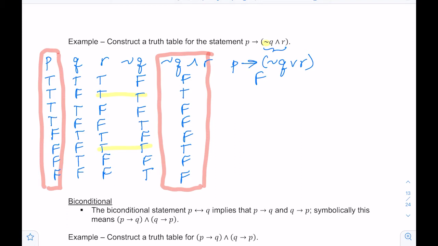I have a true and a true, so that's a true. I have a true and a false, so that is false. I have true and false again, so it's false. And then I have a false and a false, so that's true. And a false and a true, which is also true. False and false is true, and false, false is true.